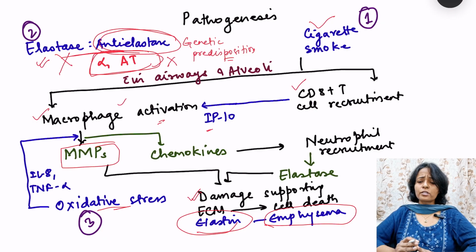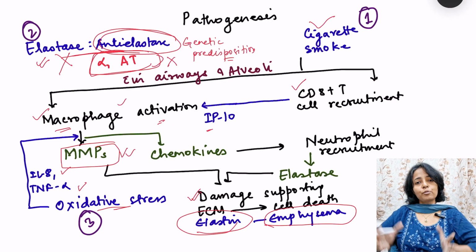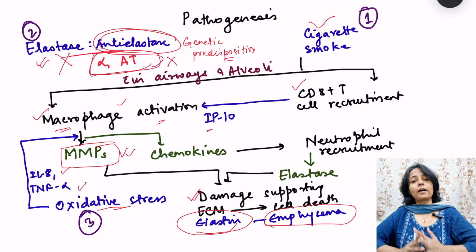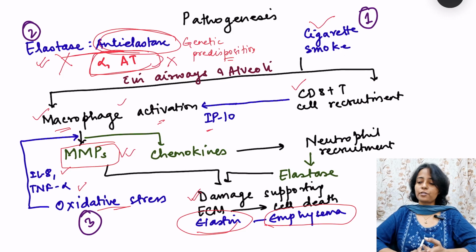Okay. Then oxidative stress releases certain chemicals, interleukin 8 and TNF alpha, which also cause macrophage activation, and it releases proteinases. So this is the hypothesis for the pathogenesis of COPD. Main, very important is cigarette smoke, which causes macrophage activation and epithelial cell activation. Then there is CD8 T cell recruitment. Then we have the elastase anti-elastase hypothesis, important for genetic predisposition, and oxidative stress, which is very important especially in predisposed individuals. That means people who are smokers or who have this anti-elastase alpha-1 antitrypsin deficiency.